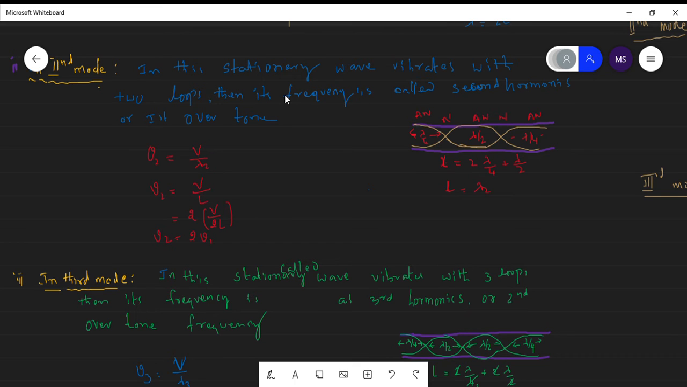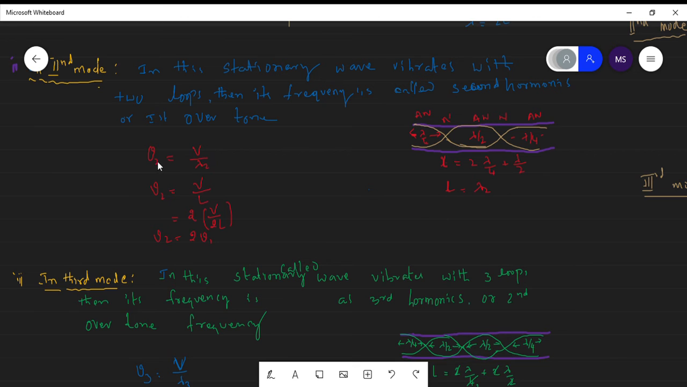There is no change in the total length of the pipe. So L is equal to lambda by 4 plus lambda by 2 plus lambda by 4, which is 2 into lambda by 4 plus lambda by 2. The total value is lambda. So lambda2 is equal to L.